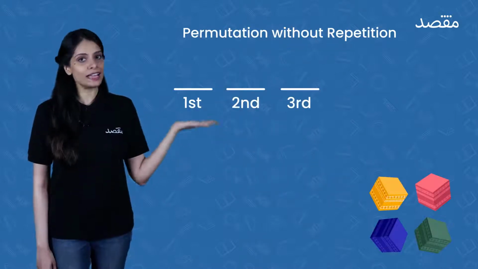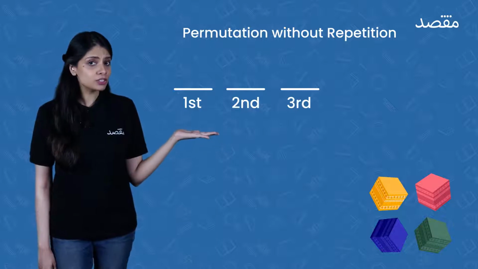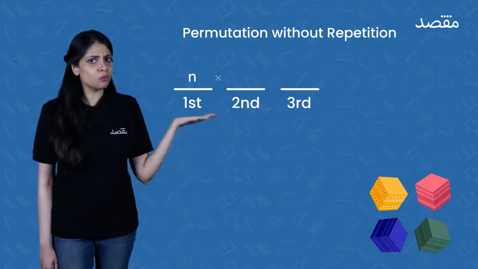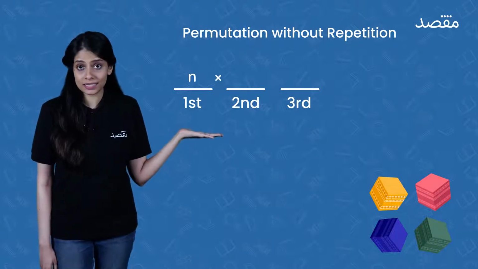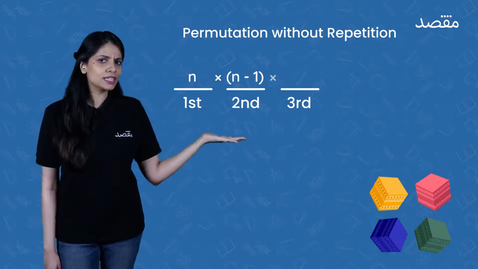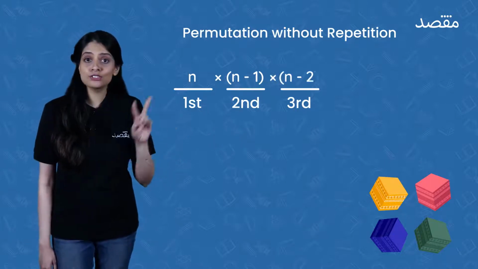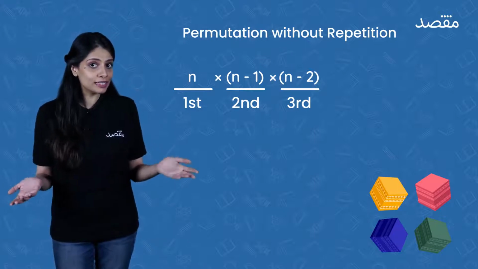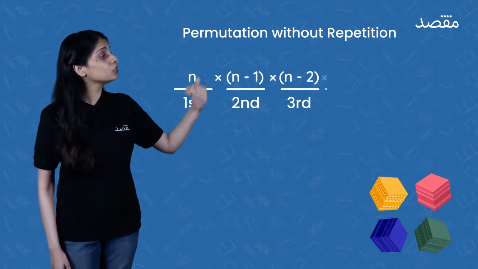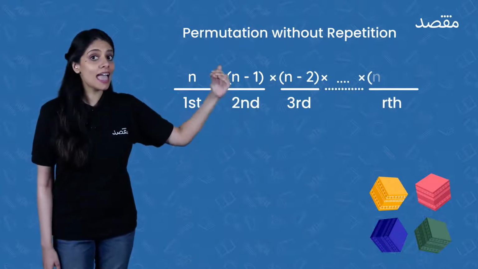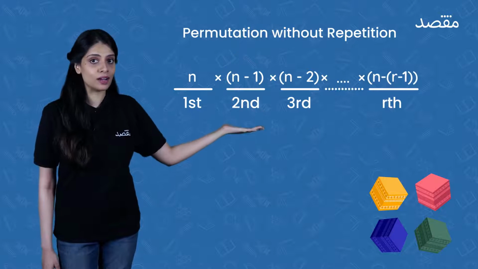So now we have n colored boxes. For the first position, what can we write? N. For the second position, we're down 1 colored box, right? We can't repeat it, so we have to write it as n minus 1. For the third position क्या लिखेंगे हम? n minus 2, because अब 2 subtract करना है, 2 colored boxes are out of the question, right? And now we have to keep on doing this till the rth position, जिसमें हम क्या लिखेंगे? n minus r minus 1.